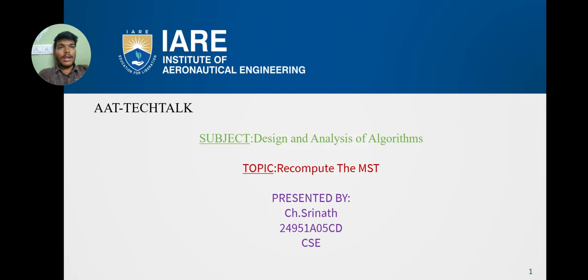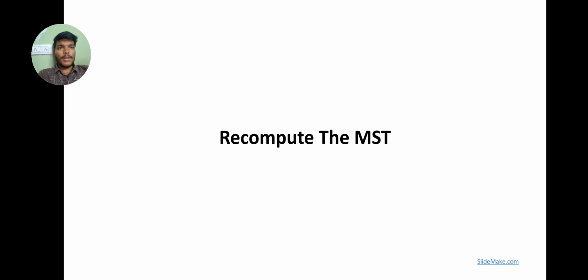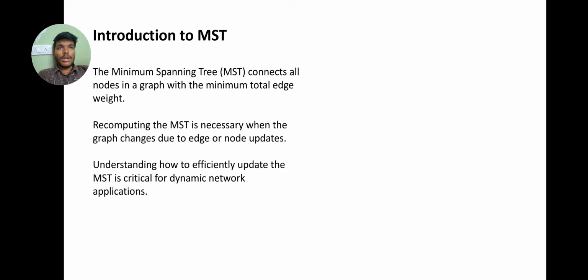Today's subject is design and analysis of algorithms, and today's topic is recomputing the MST. Introduction about MST. The minimum spanning tree connects all nodes in a graph with the minimum total edge weight, and recomputing the MST is necessary when the graph changes due to edge or node updates. Understanding how to efficiently update the MST is critical for dynamic network applications.